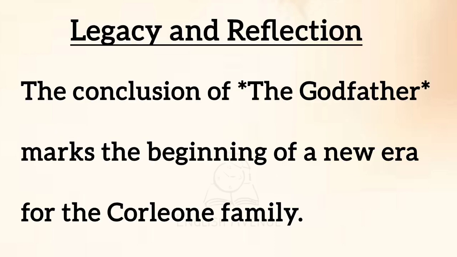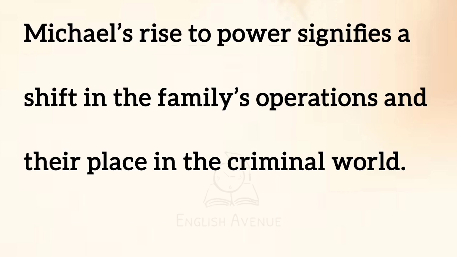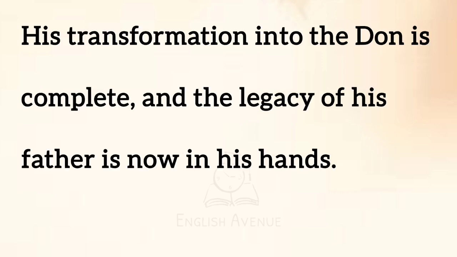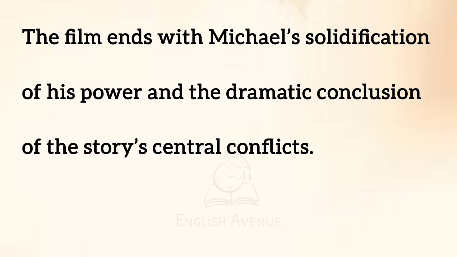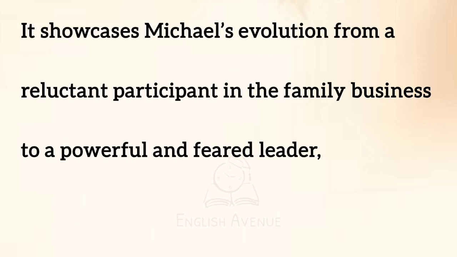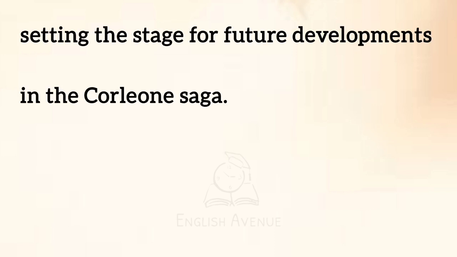Legacy and reflection. The conclusion of The Godfather marks the beginning of a new era for the Corleone family. Michael's rise to power signifies a shift in the family's operations and their place in the criminal world. His transformation into the Don is complete, and the legacy of his father is now in his hands. The film ends with Michael's solidification of his power and the dramatic conclusion of the story's central conflicts. It showcases Michael's evolution from a reluctant participant in the family business to a powerful and feared leader, setting the stage for future developments in the Corleone saga.